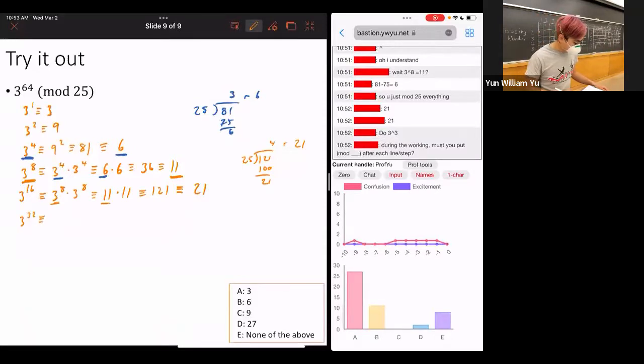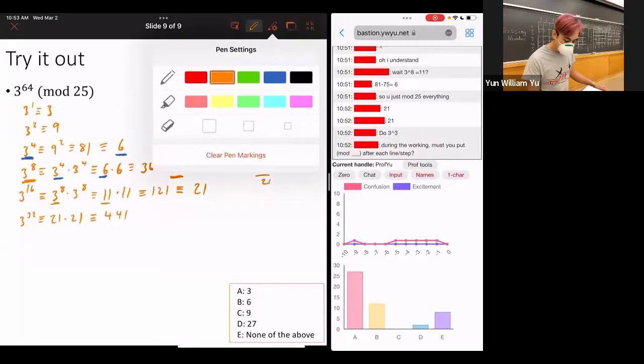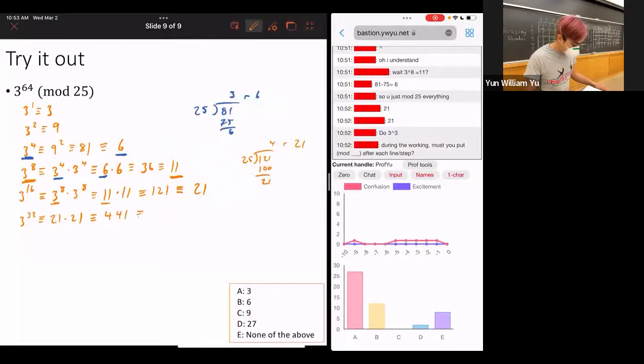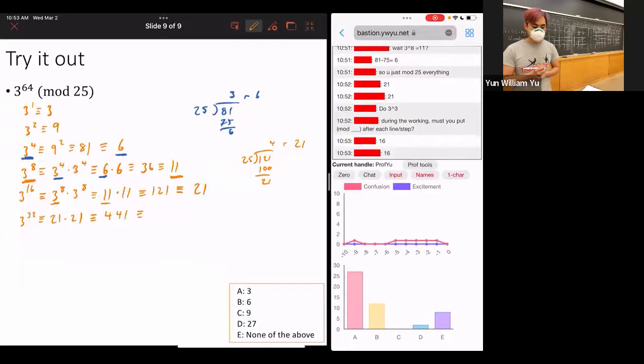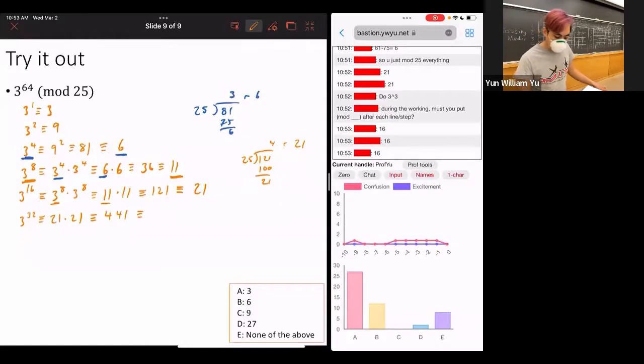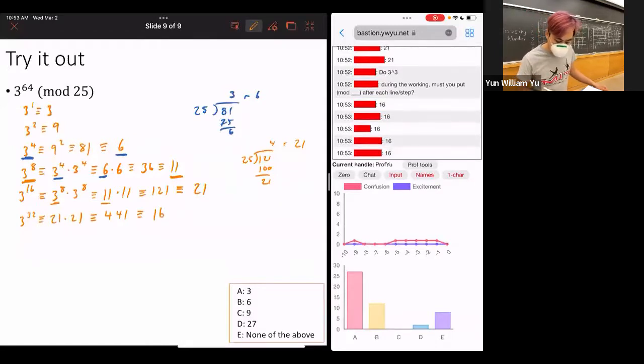So 3 to the 32, well, that's going to be equal to what? 21 times 21, right? Well, what's 21 times 21 equal to? So that should be equal to 441. So you can multiply that out on your calculators. And what is that equivalent to in mod 25? Okay, so that's equivalent to 16. You can check by just dividing out.